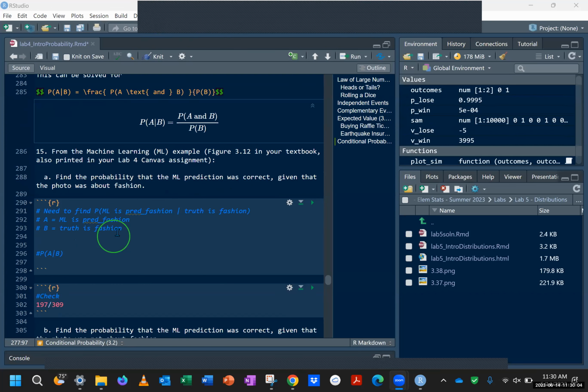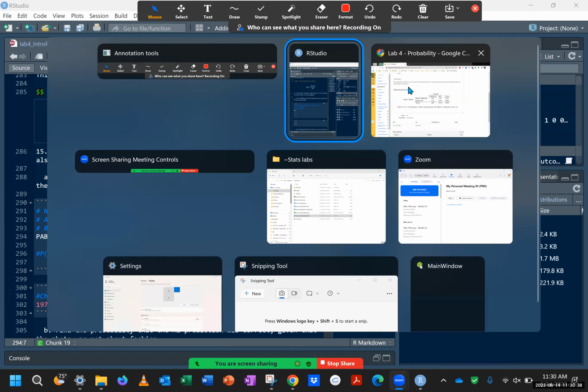We're going to find out, using our formula, what is the probability of machine learning predicting fashion given that the truth is fashion? So let's use our formula. If A is machine learning predicts fashion and B is the truth is fashion, probability of A given B, A and B is the total number that are about fashion and predicted fashion. So back to here.